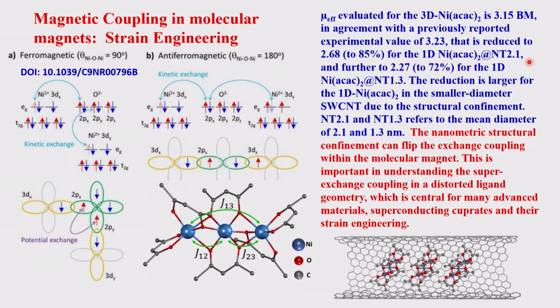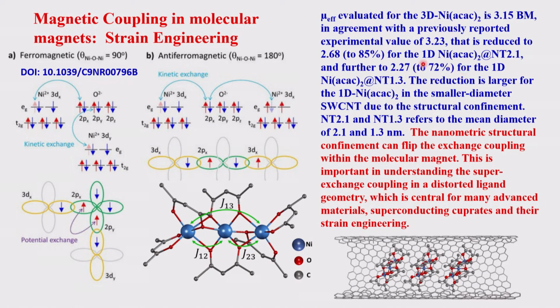The nanotube, which has a 2.1 nanometers diameter, will give this, reduced to 2.68 for the 1D nickel acetate on this particular nanotube, which is 2.1 nanometer, and this will go further down. So, from 3.15 it goes to 2.68, from 2.68 it goes to 2.27, and that means 70%.